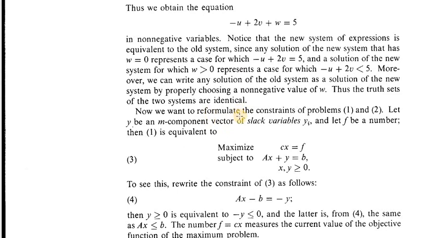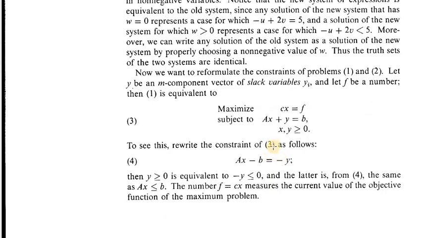And the fact that I can add a non-negative variable to the left-hand side to get equality is expressed right here. Each row of this matrix equation is a constraint like up here. And by adding a non-negative number to each constraint, I can make an equality. This y is a column vector that's added to this ax here. Now, the other thing that's new here is this cx equals f. F is just a name or label for the value of cx.